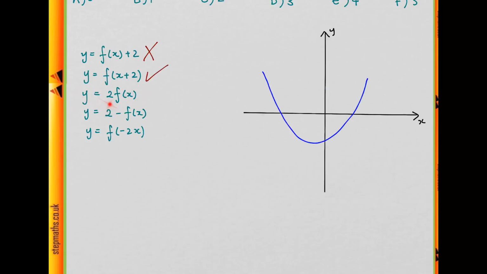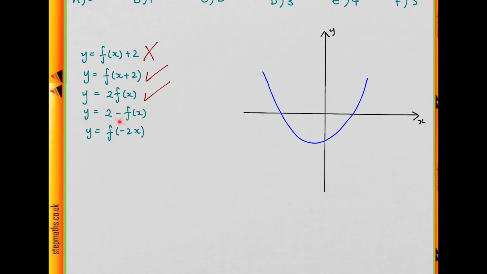Now for this third one, this is a stretch in the y direction by a factor of 2. But at these two places where f(x) crosses the x-axis, so f(x) is 0 on the original graph, when we stretch it, 2f(x) is still going to be 0. So where it crosses in the original graph, after we stretch they're still going to cross. So this one would cross the x-axis in two places.